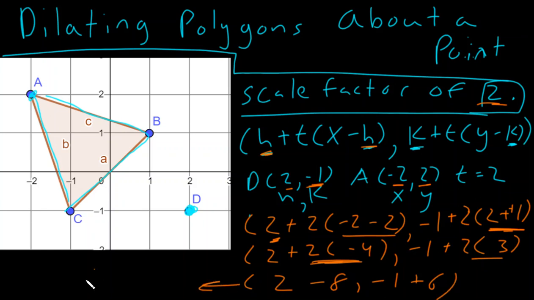And as I go all the way here to fully simplify this, I know that my A prime value, the first value that I'm finding, will be this. 2 minus 8 is negative 6, and negative 1 plus 6 is 5.